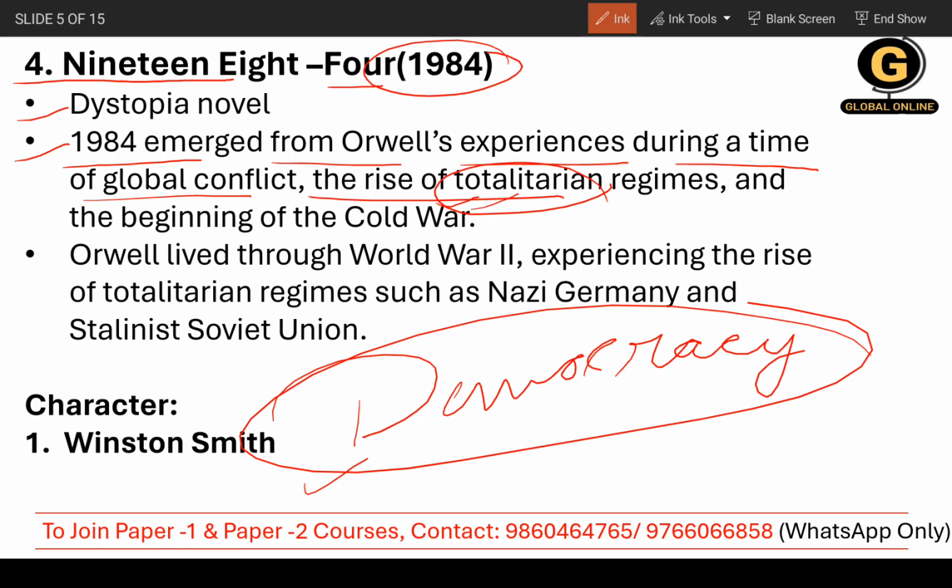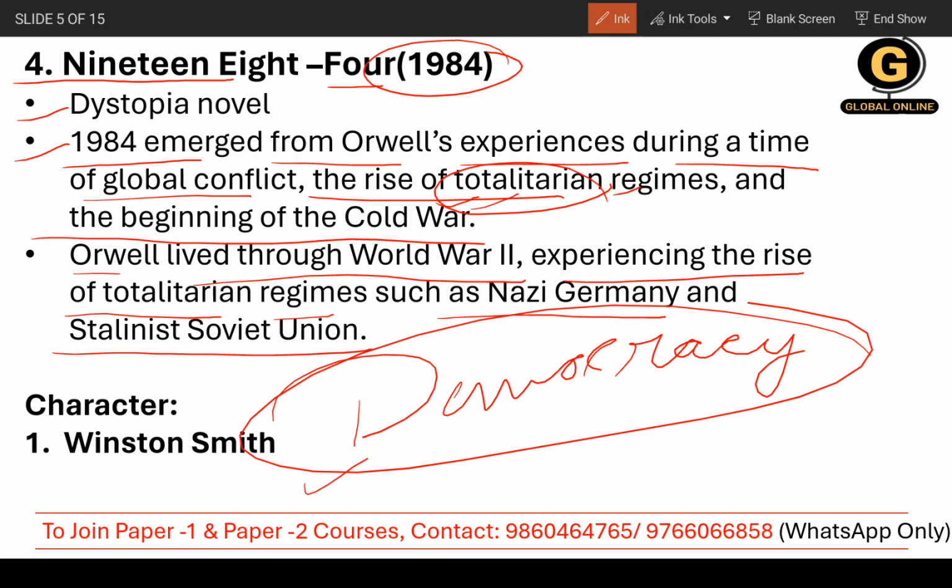So the rise of totalitarian regimes and the beginning of the Cold War. When he was writing, the background was the beginning of the Cold War and also the rise of the totalitarian regimes. Now, Orwell lived through World War II, experiencing the rise of totalitarian regimes such as Nazi Germany and Stalinist Soviet Union. This was also the background of Animal Farm. Somewhere you must have seen that the Stalinist Soviet Union was there, okay? So do remember this information, it's important.